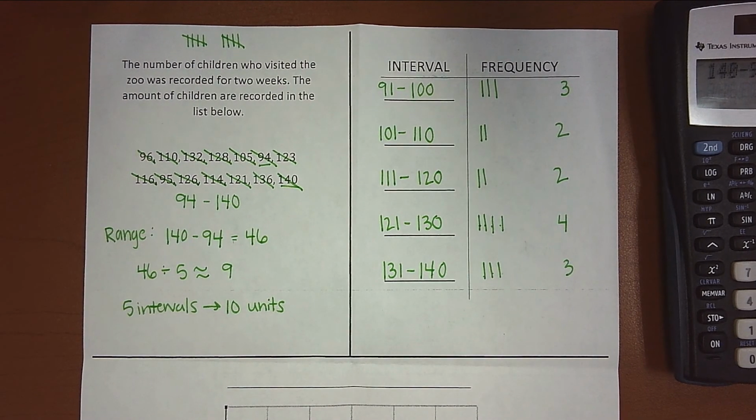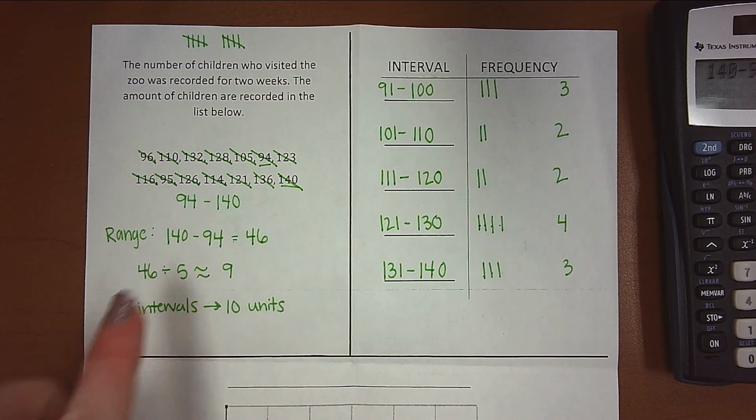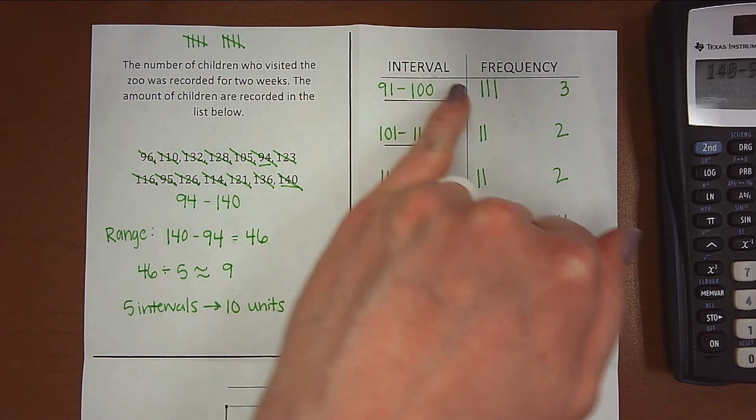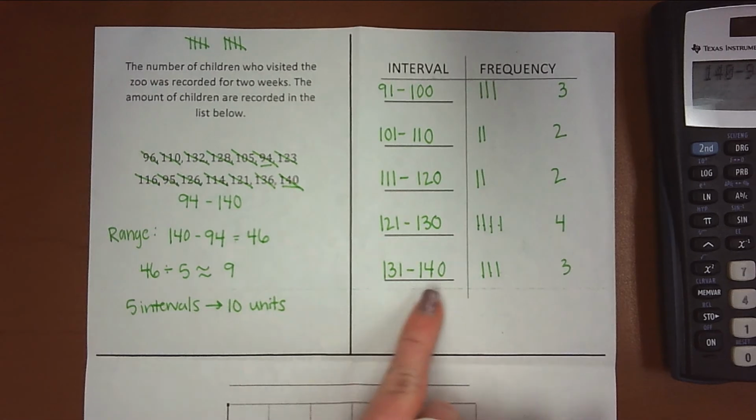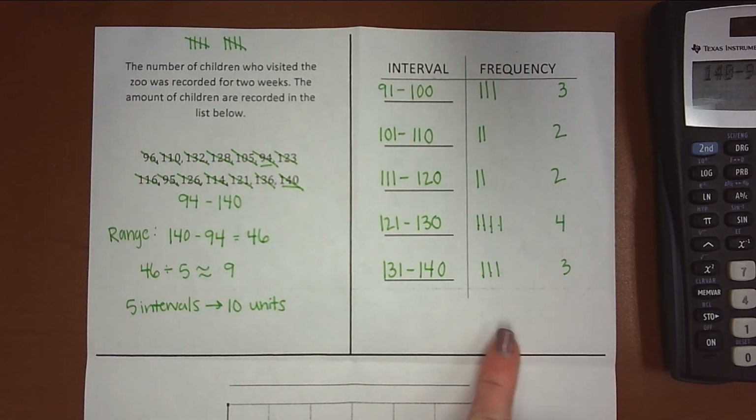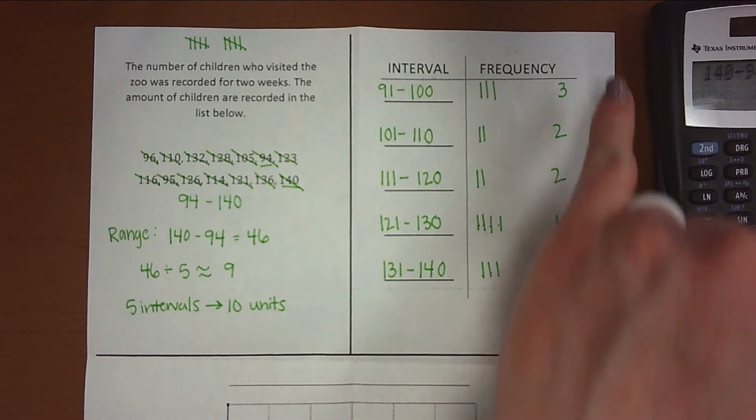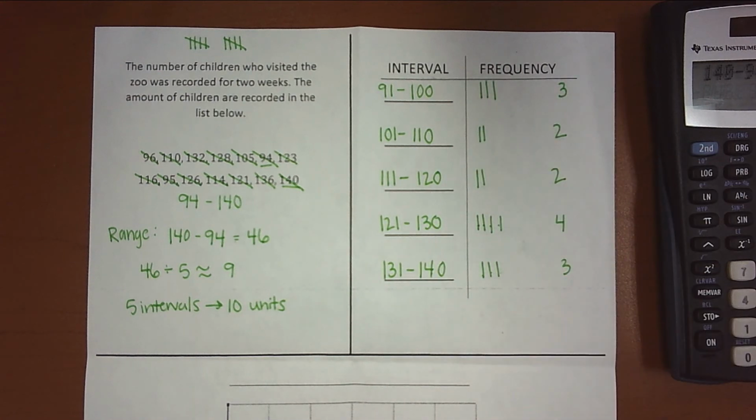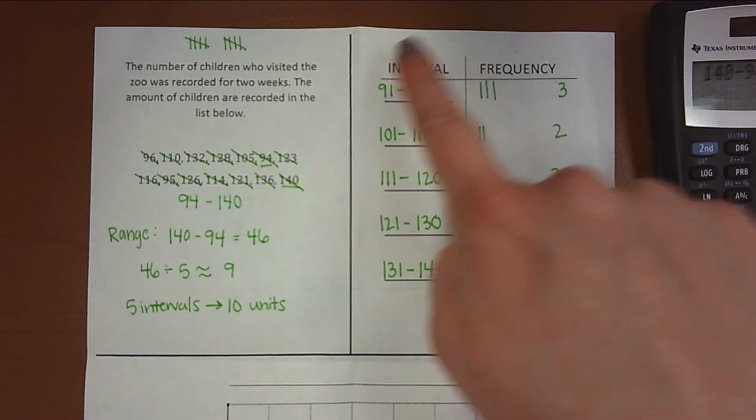So it's really important that we use the range to help us come up with intervals, and that we make intervals wide enough and big enough that all of our numbers will fit into one. So once we make equal intervals, we tally our frequencies, and then we total them with a number out here to the side. And so this is what we call a frequency table.